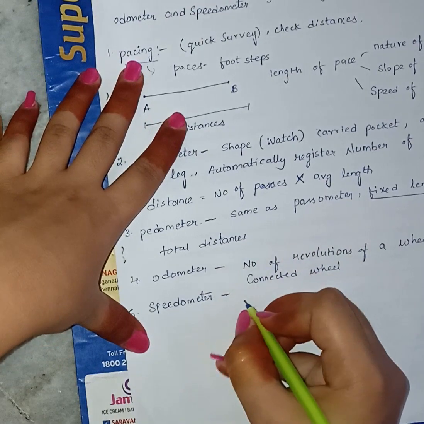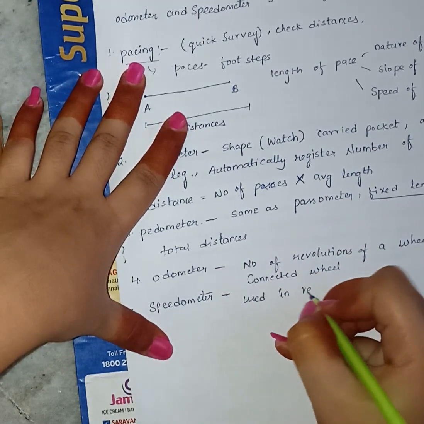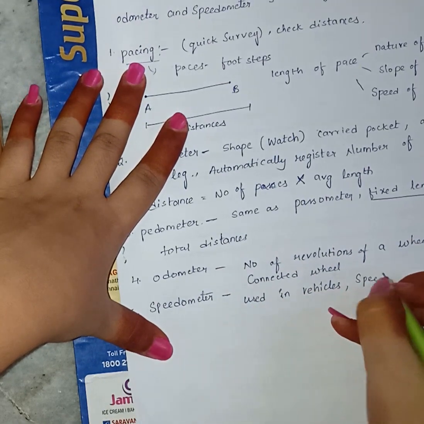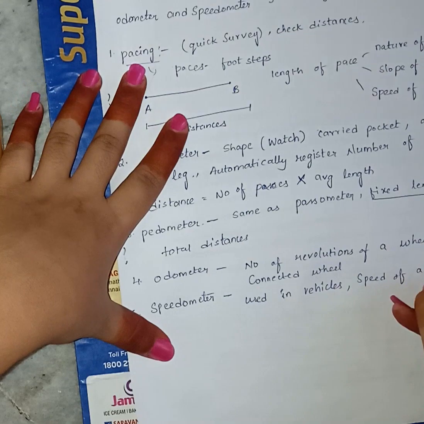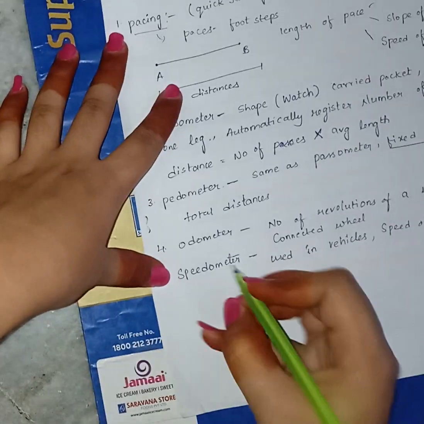Whereas the speedometer is usually used in vehicles. We can usually see speedometers in vehicles. It is used for calculating the speed of a vehicle.